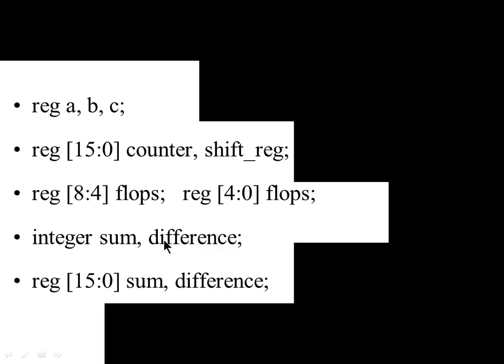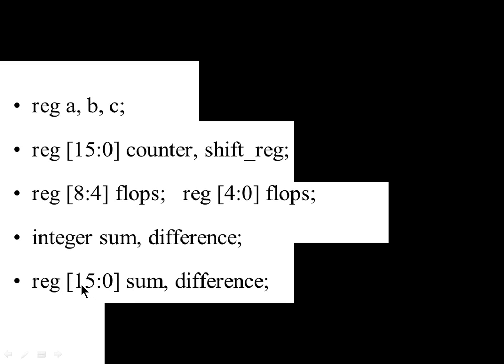You can declare signals as integers, as we just saw. Sum and difference, each is a signal of data type integer. Internally, integer means 32 bits. So 32 bits will be allocated to sum, and 32 bits will be allocated to difference. If you want a smaller value to be stored, then you can control it by saying reg 15 down to 0, sum comma difference.